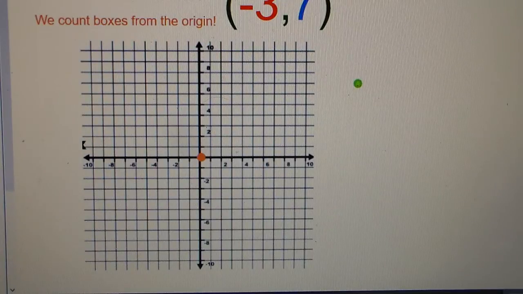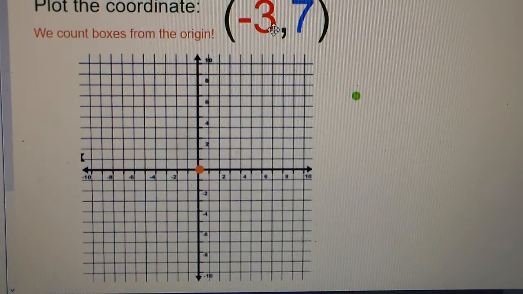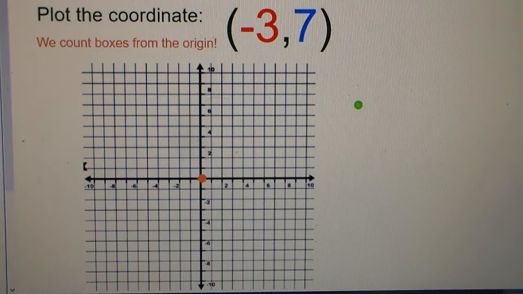How about negative 3, positive 7? See if you could do that on your own. 3 to the left, 7 up. So right there, did you get the same coordinate as me? I bet you did.